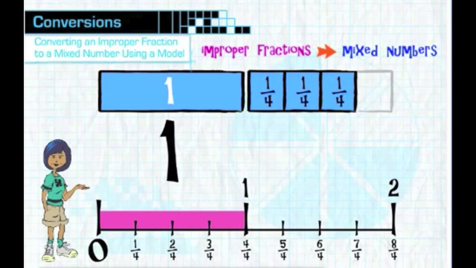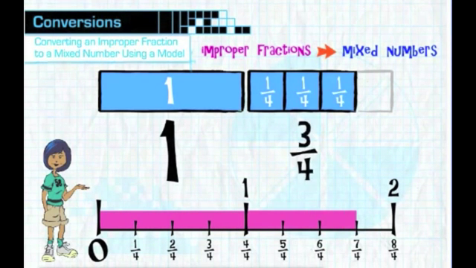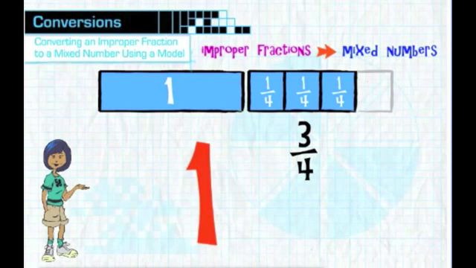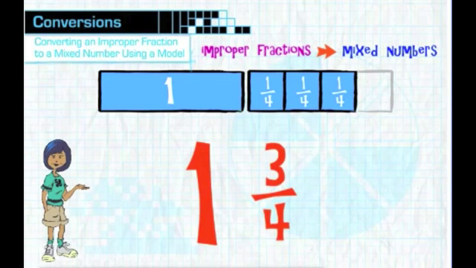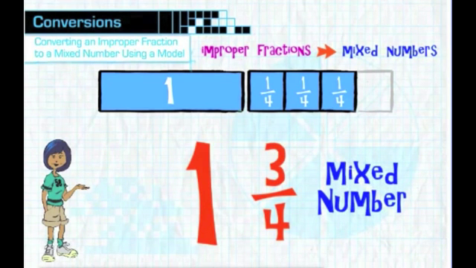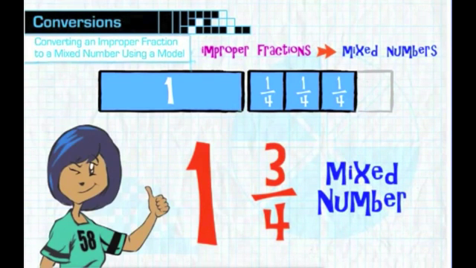The second fraction bar is 3/4, a proper fraction, since its value is less than 1. So 3/4 becomes the second part of the mixed number. When you combine the whole number, 1, with the proper fraction, 3/4, you have the mixed number 1 3/4. Congrats! You just converted an improper fraction to a mixed number equivalent using a model. Now that wasn't so bad, was it?